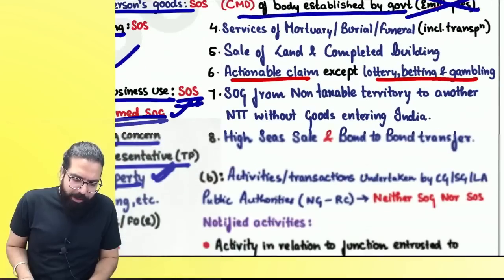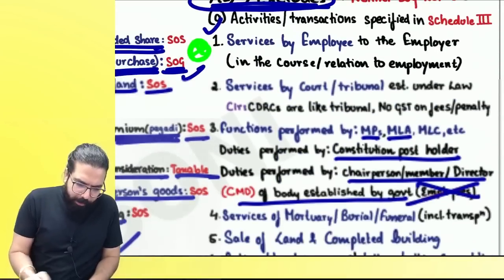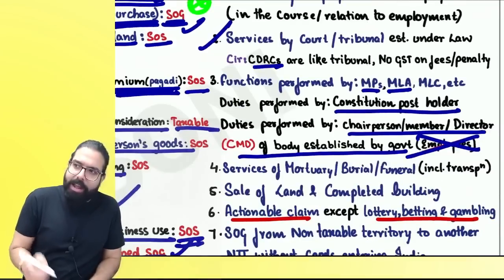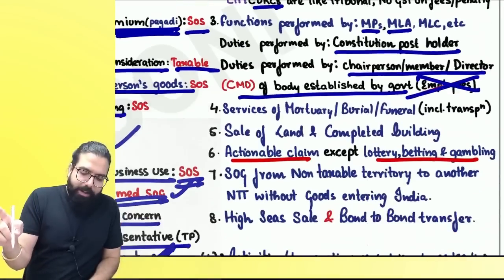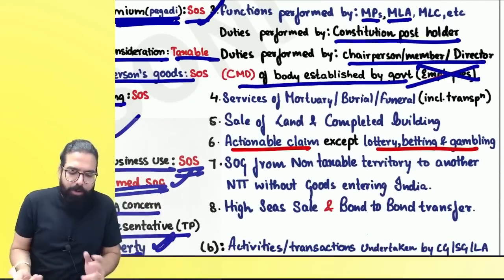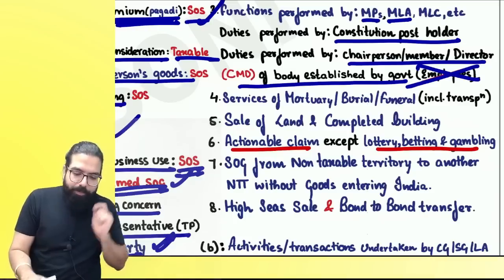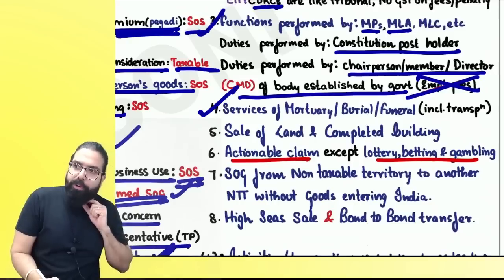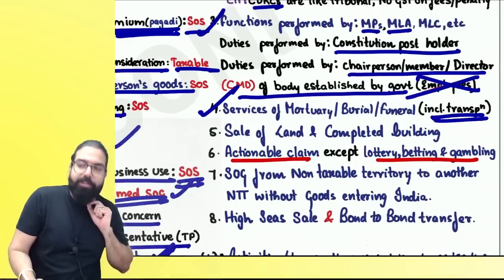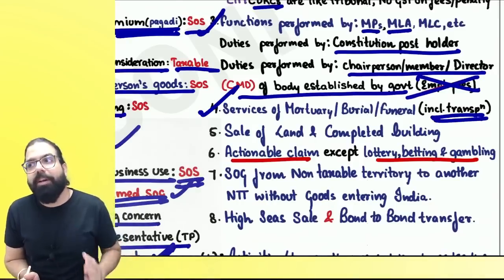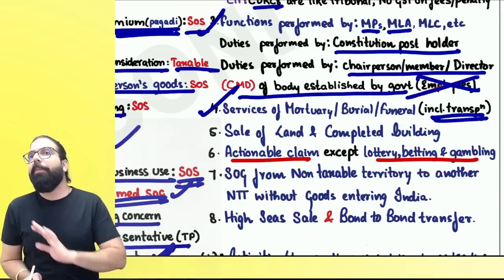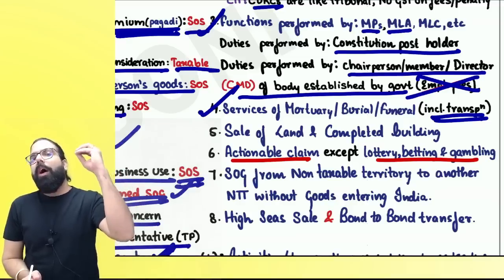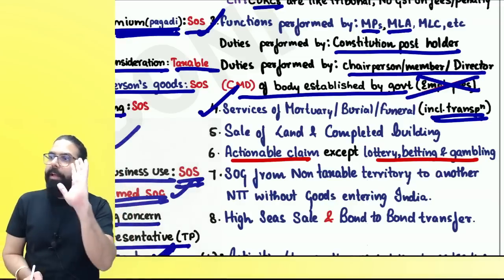The next one over here is, okay, I've covered employer-employee. Court and tribunal services, CDRCs are like tribunals only, their services are neither supply of goods nor supply of service. Third one, function performed by whom? MPs, MLAs, etc. Then mortuary, funeral, burial service, including transportation. Remember one thing, transportation of the deceased. A person who has died can be transported in any mode of transportation, truck, bus, however, it is always exempted.